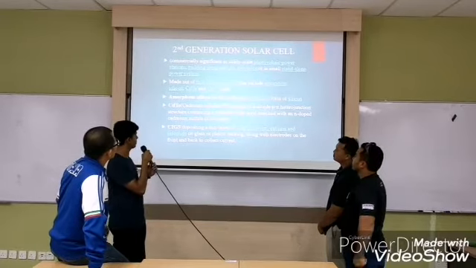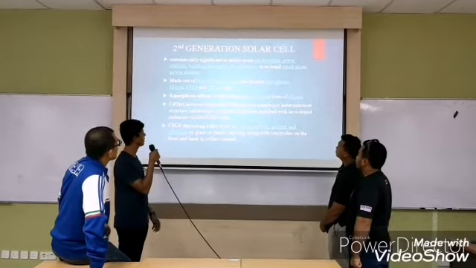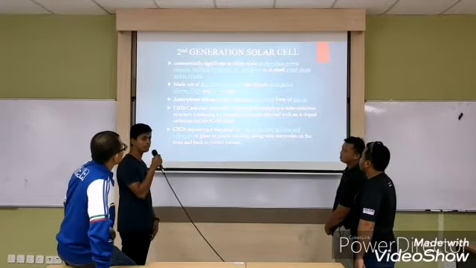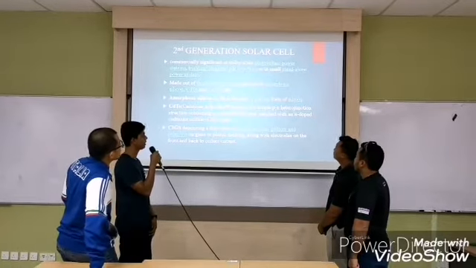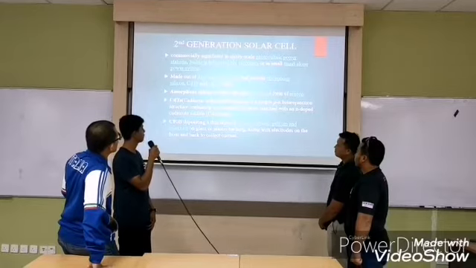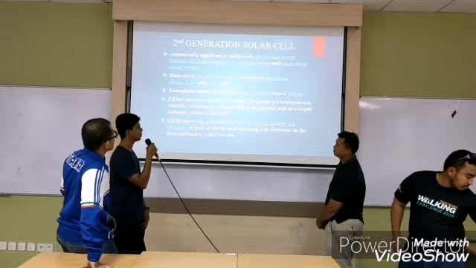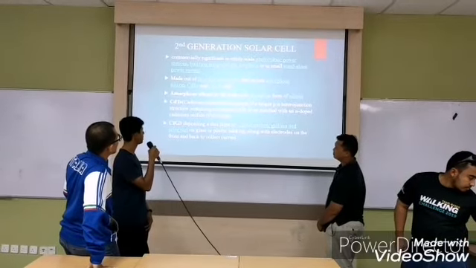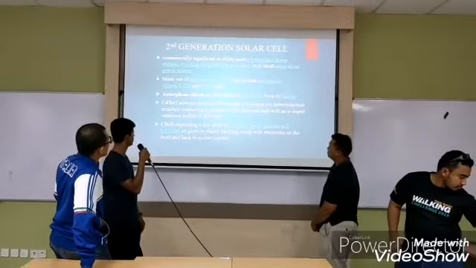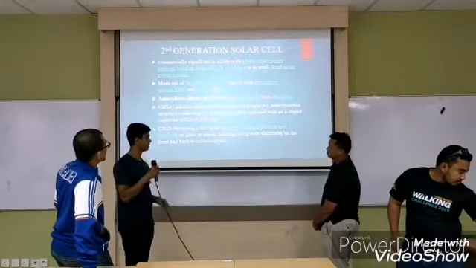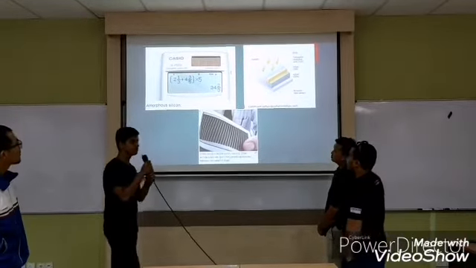CdTe, which is cadmium telluride PV, consists of a p-n heterojunction structure containing a p-type CdTe layer matched with an n-type cadmium sulfide CdS layer. CIGS is a thin layer of copper, indium, gallium and selenium on a glass or plastic backing, along with electrodes on the front and back to collect current. This is the second generation solar cell.